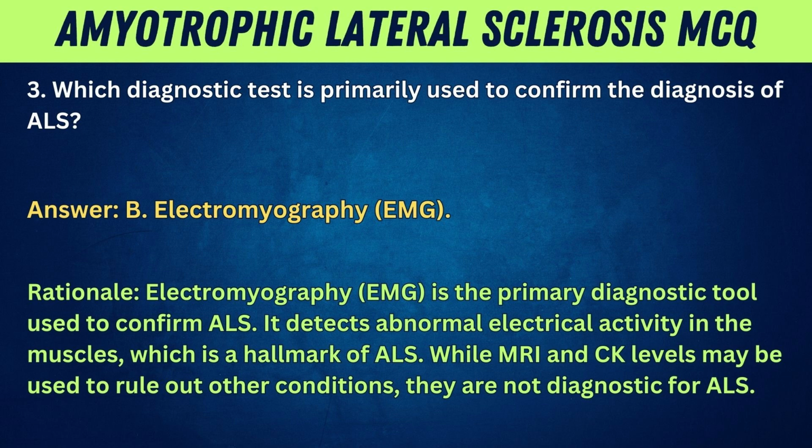Electromyography, EMG. Rationale: electromyography, EMG, is the primary diagnostic tool used to confirm ALS. It detects abnormal electrical activity in the muscles, which is a hallmark of ALS. While MRI and CK levels may be used to rule out other conditions, they are not diagnostic for ALS.